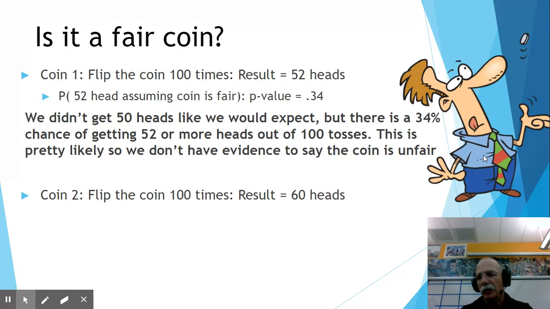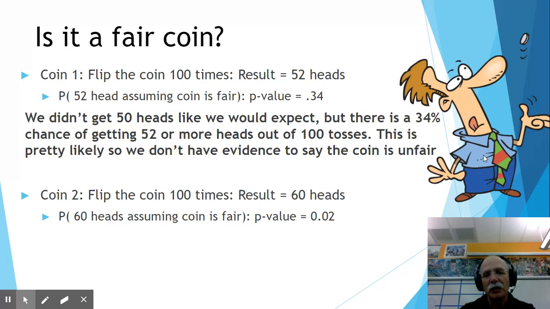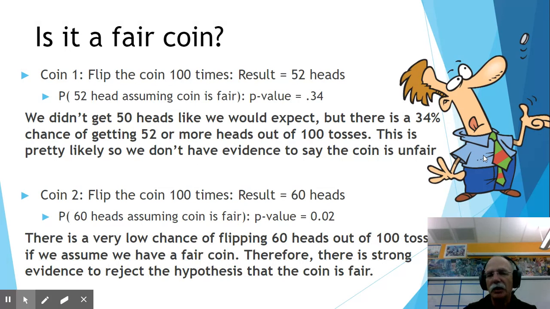If I flip it 100 times and I get 60 heads, well, that would make me maybe a little more suspicious. I run the same test. The probability that I get 60 heads or more, assuming the coin's fair, is only 2%. Now, that's what we would consider statistically unusual, right? So there's a very low chance of flipping 60 heads out of 100 tosses if we assume we have a fair coin. Therefore, there's strong evidence to reject the hypothesis that the coin is fair. So some of this wording would be, what do we think is happening? Well, we think it's different. So we're going to actually test against it not being different, that there's really nothing going on, right?